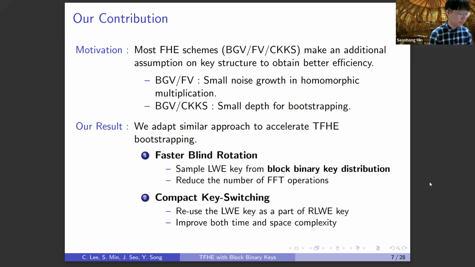So what we did is to adopt a similar approach, using a sparse secret to accelerate the TFHE scheme. Firstly, we made the blind rotation faster by sampling the LWE key from a distribution called the block binary key distribution. By sampling the LWE key from that distribution, we can reduce the number of FFT operations. And also, we can make the key switching more compact by reusing the LWE key as a part of our RLWE key. By that, we can improve both time and space complexity.